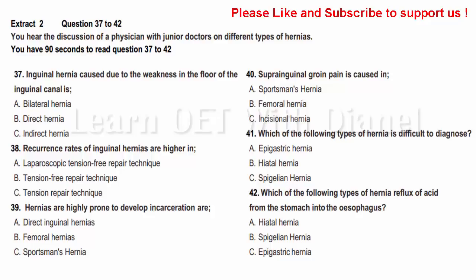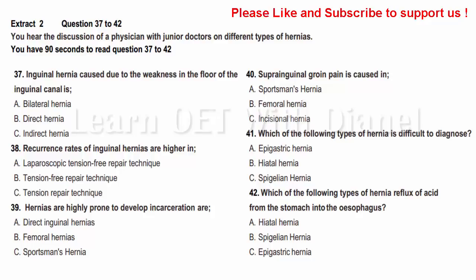Inguinal hernias can be categorized as direct or indirect. An indirect inguinal hernia occurs due to natural weakness in the internal inguinal ring, while a direct inguinal hernia is caused by weakness in the floor of the inguinal canal and is more likely to develop in men above 40. The floor of the inguinal canal is located just below the internal inguinal ring.